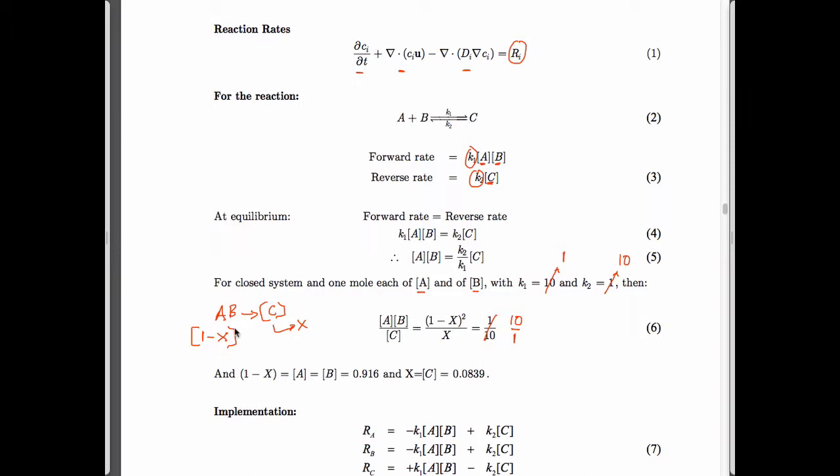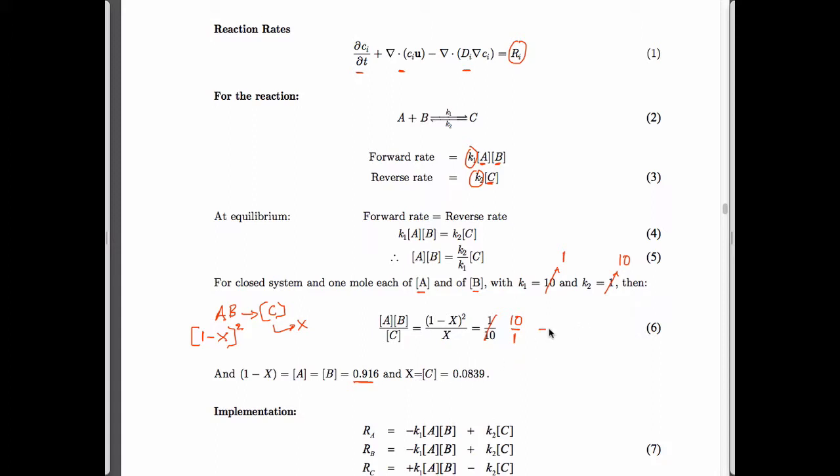So the amount of A on its own and B on its own is 1 minus X. To have the two of them, we have 1 minus X squared, which represents the A amount, which is 1 minus X, and the B amount, which is 1 minus X, and the C amount, which is X. If you solve this expression, we know that the ratio has to be given by K2 over K1, which is 10 over 1. If you solve this quadratic, you end up with magnitudes. You can substitute it in here: the amount of A, which is equal to B, is 0.916, and the amount of X, which is C, has to be this.